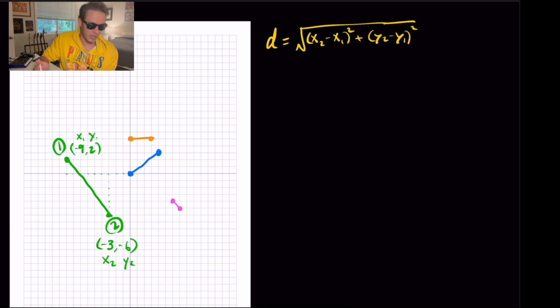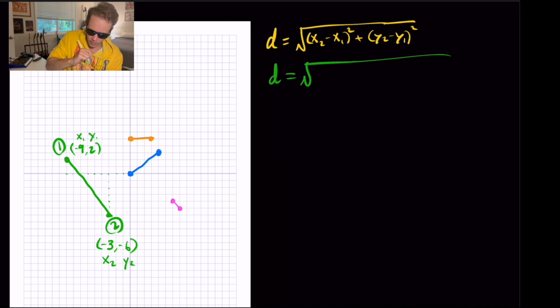Now you just use the formula and you plug in the numbers that you used for the xy values. Super easy. So the distance of the green line is equal to the square root of x2 minus x1, so that's going to be negative 3 minus negative 9 squared, plus y2 minus y1, so that's going to be negative 6 minus 2, and then squared.